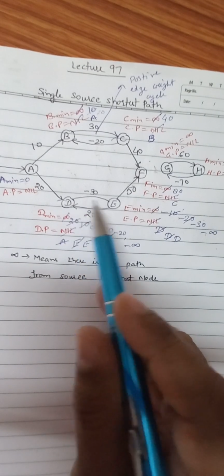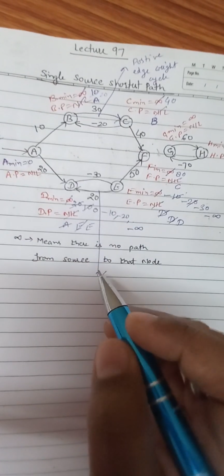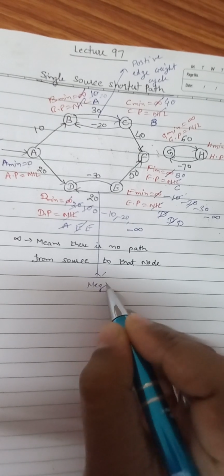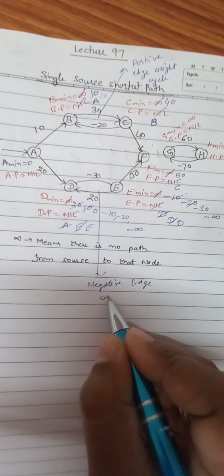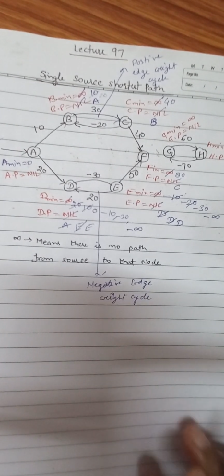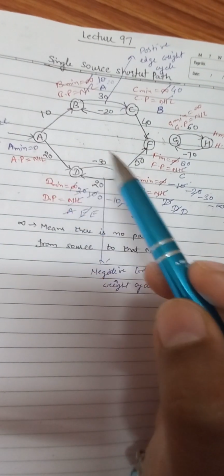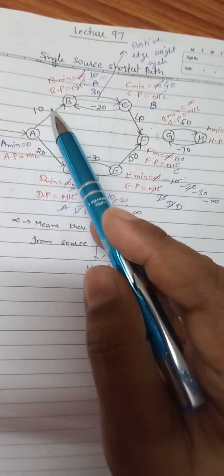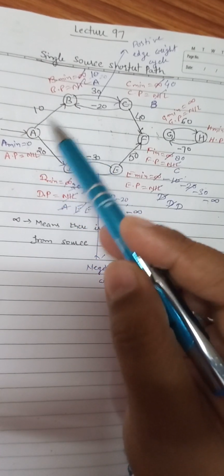And here we are able to see if we are going like this, it is decreasing. So we can say it is a negative edge weight cycle. So in this way we are able to identify the weight on every vertex through whatever weights are written over the edges.